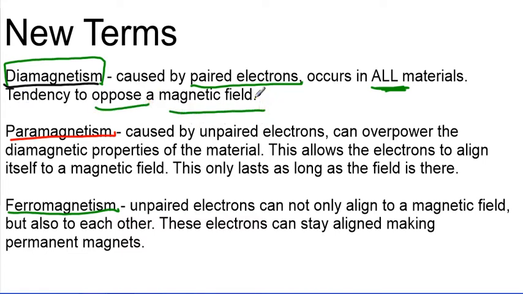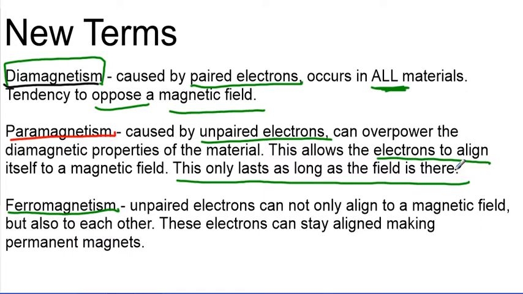There are some special materials, which I will show you in class, that can actually levitate inside of a magnetic field, and the environment for these materials can dictate how well it works. I'll show you some pictures of that in just a moment. Paramagnetism, on the other hand, is caused by unpaired electrons, and this can overpower the diamagnetic properties of the material, which allows the electrons to align themselves to the magnetic field. The catch here is this only lasts as long as the field is there. You take away the field, it is no longer magnetic per se.